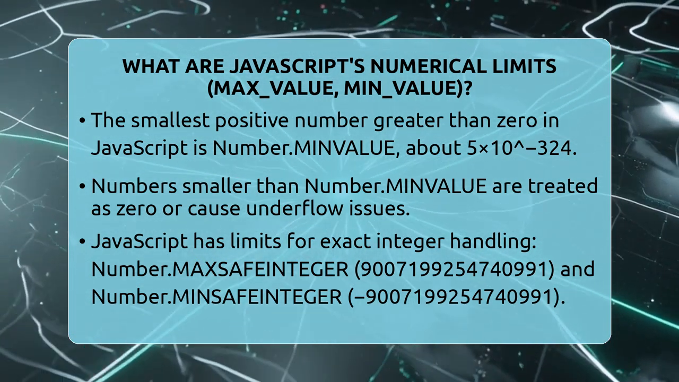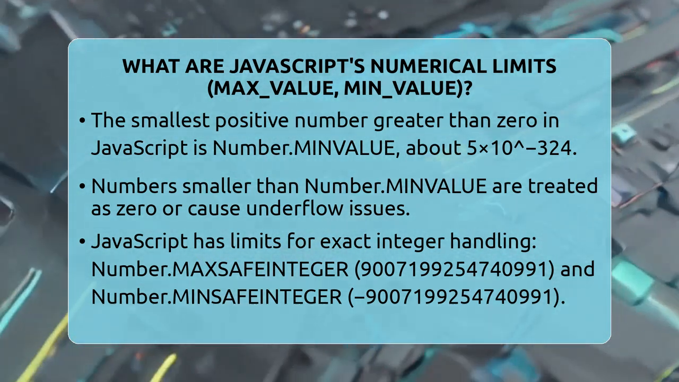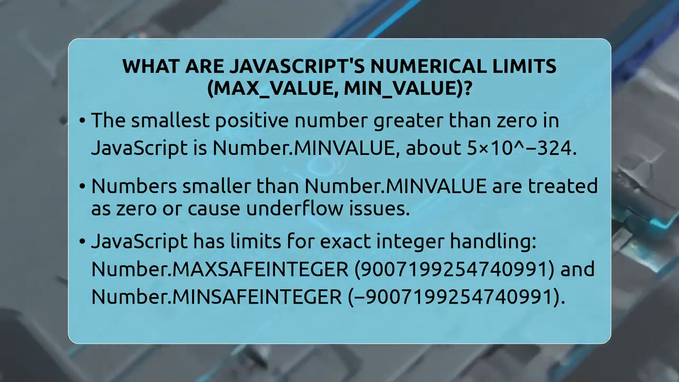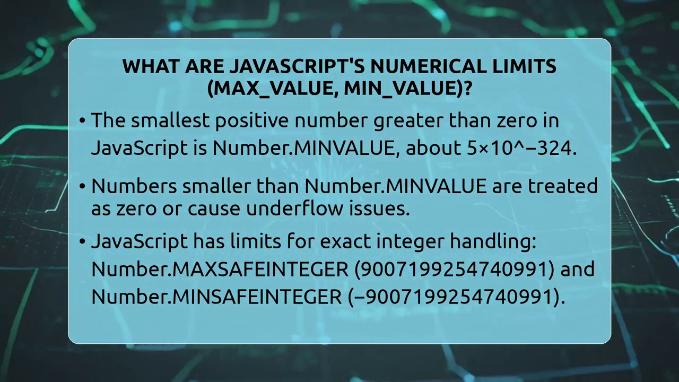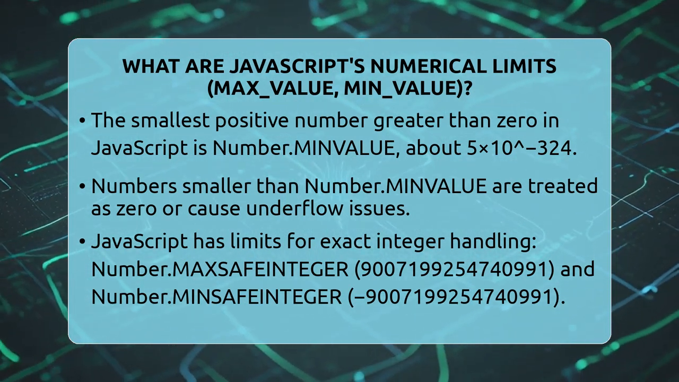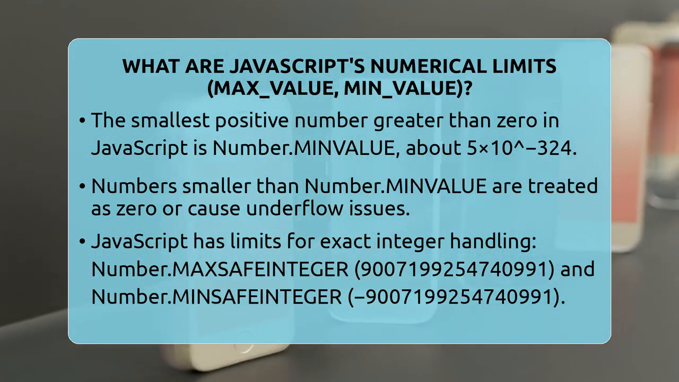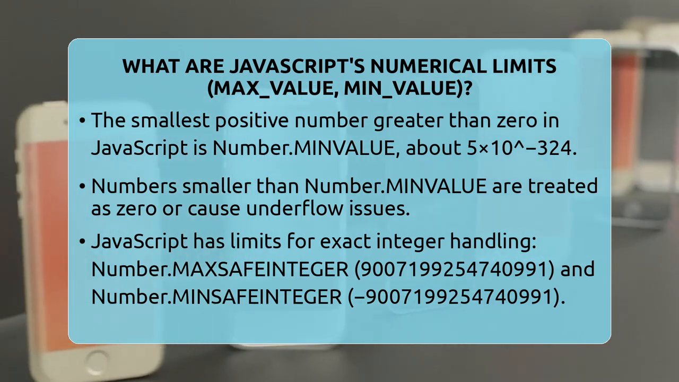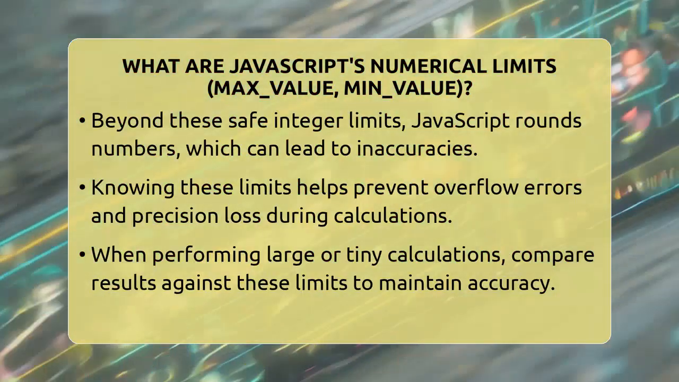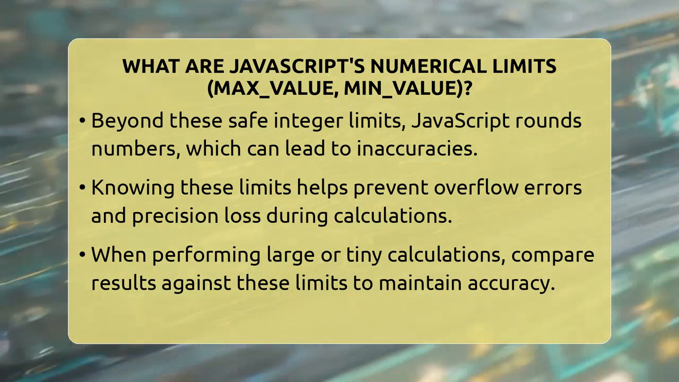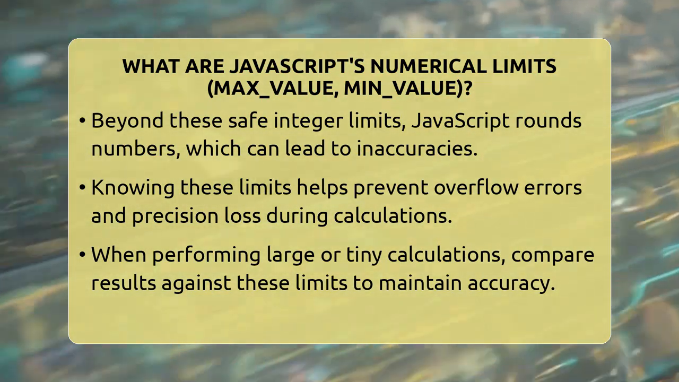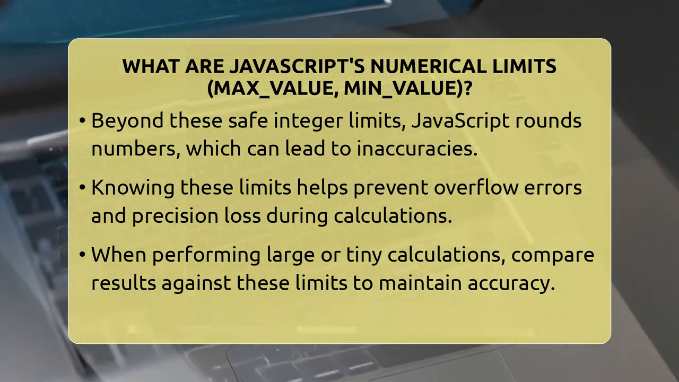This isn't the smallest number JavaScript can work with, but rather the smallest positive number greater than 0. If you're working with very tiny numbers, knowing this limit helps you avoid issues with precision. For example, if a number is smaller than Number.MIN_VALUE, JavaScript treats it as 0 or underflows, which can cause inaccuracies in your calculations.